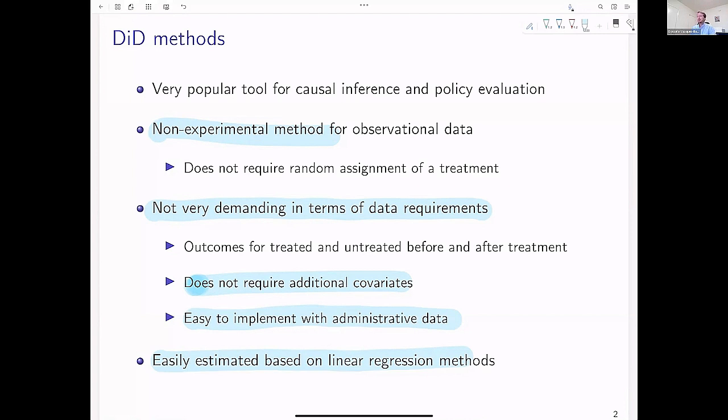So again, three reasons why diff-in-diff has become very popular. They're non-experimental, they're not very demanding in terms of data requirements, and they're easy to estimate. Also, I should add here, they work under some assumptions that we understand pretty well, and that can also be represented visually. So a good diff-in-diff can be very compelling as an estimator for the effect of a treatment or a policy. And of course, these are all things that we're going to discuss in detail throughout the course.